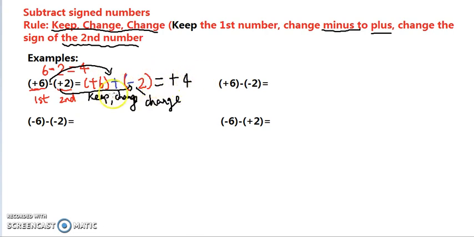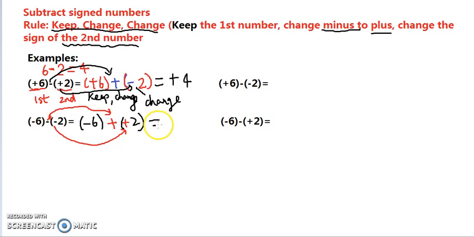Okay, so this is how we do subtraction. First use the rule keep, change, change. Let's use that rule to do the next question. First we keep negative 6, the first number, and then we change the next minus sign, right here, to a plus. And then we change the minus sign in front of the second number from minus to plus. And we copy the number. So keep, change, change. The 2 red signs are the ones we changed.